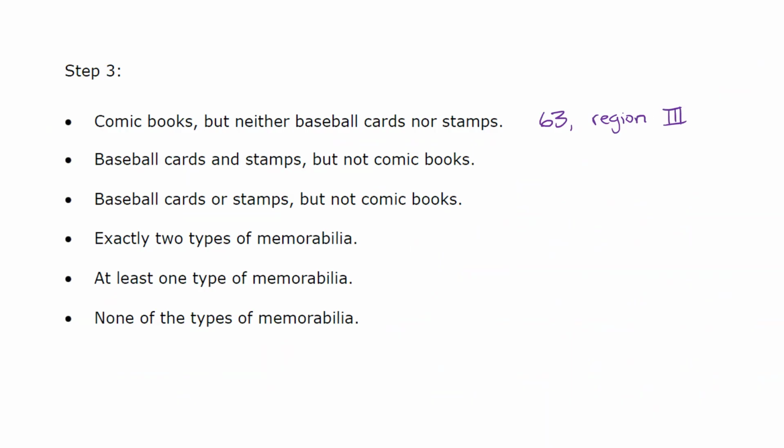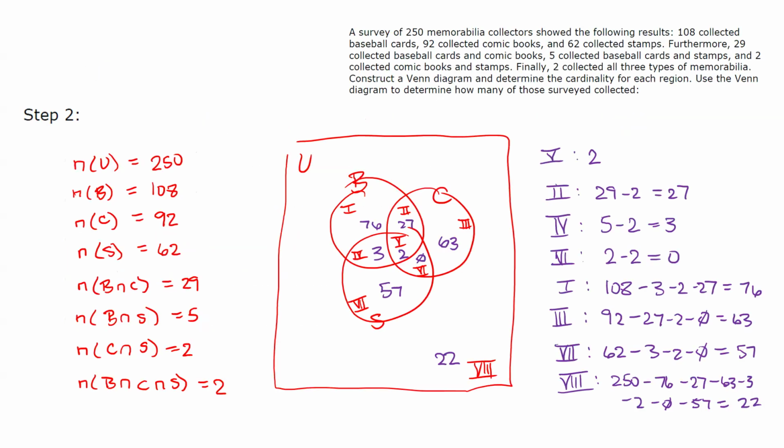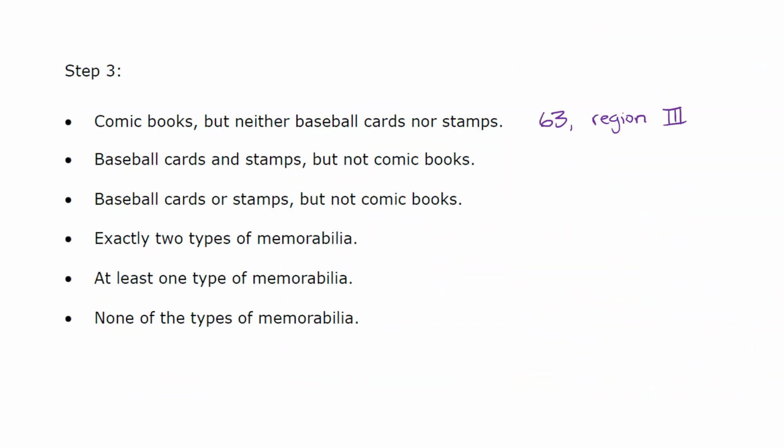We want baseball cards and stamps, but not comic books. Okay. So "and" says intersection. So we want the intersection between baseball cards and stamps. So that would be 3 and 2, but we don't want comic books. So we would have to eliminate 2, leaving us with just 3.